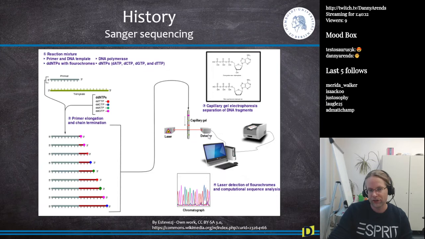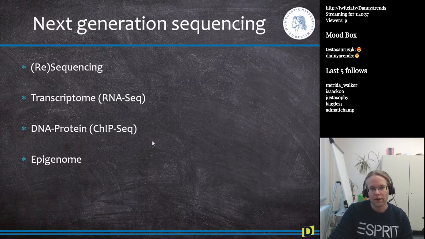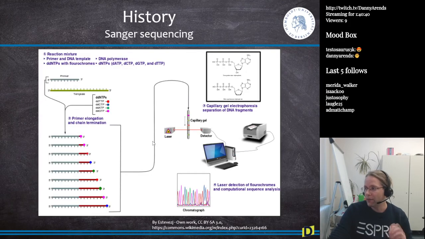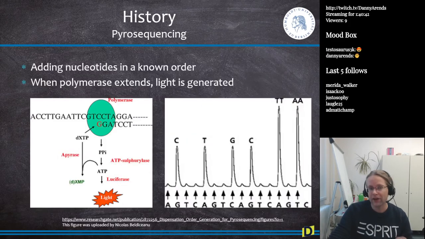And this is detected. And what you then see in the end is a chromatograph like this, because one by one, the fragments go through, smaller fragments first, longer fragments later, and one by one, you will get a color pattern, so you will see an intensity. So if there is, for example, a G there, then you will get an orangey color. If there's an A here, you will get a greenish color.